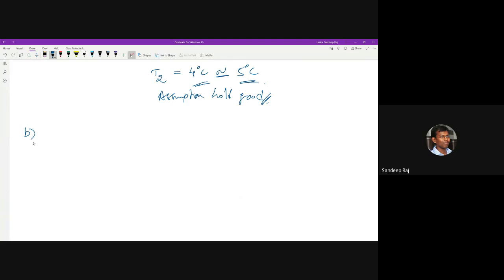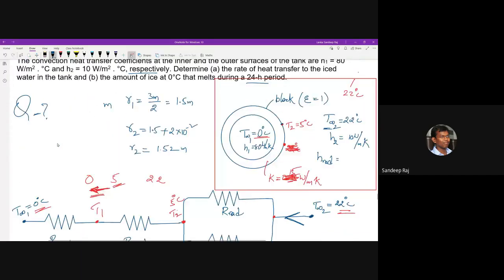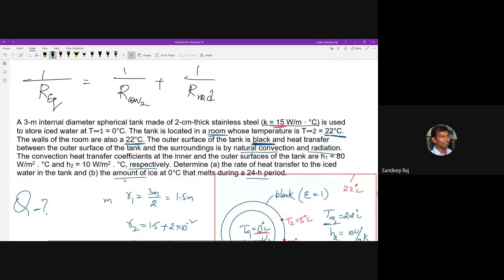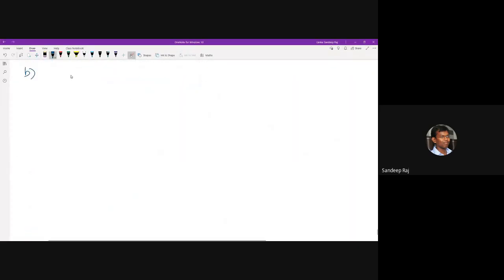And his question B also here. The question B is, what is the amount? M he is asking. What is the amount of ice at 0 degrees centigrade that melts during a 24-hour period? See, for this particular question, what you have to do is Q is equal to m dot into HFG formula you will take. This formula you will learn in your thermodynamics course. Q is equal to m dot HFG. This is what you should take. And then m dot he is asking, it is Q by HFG.